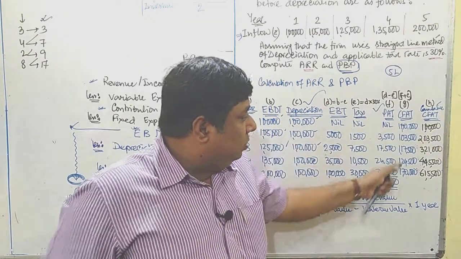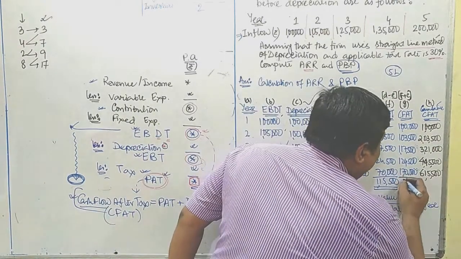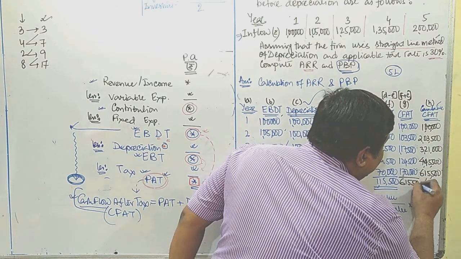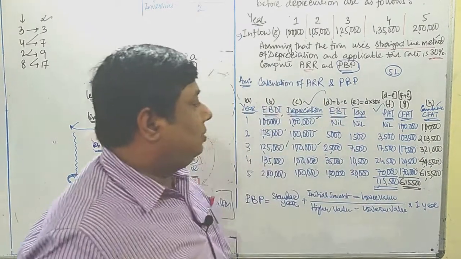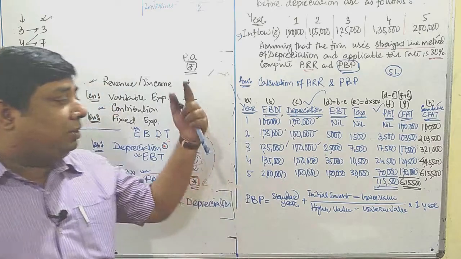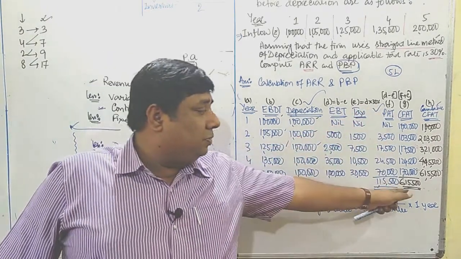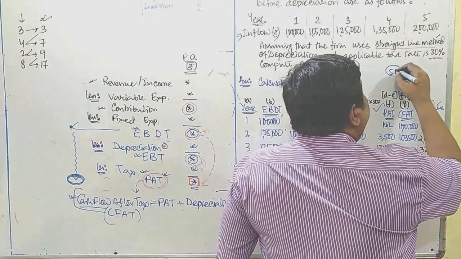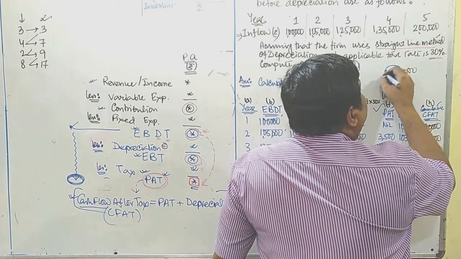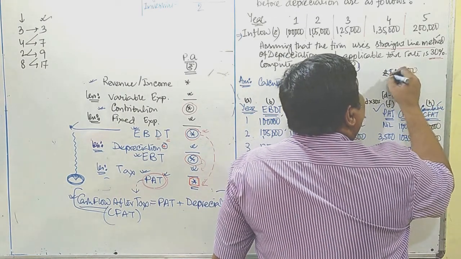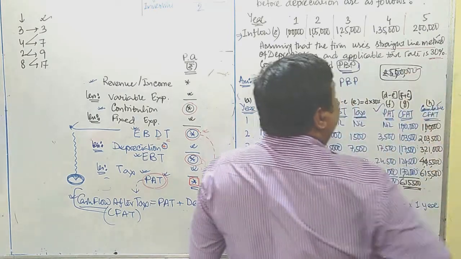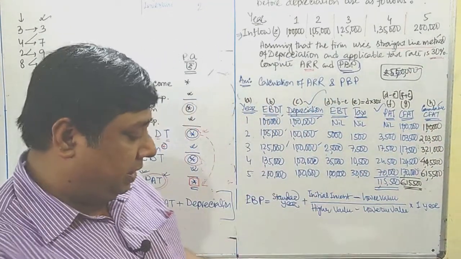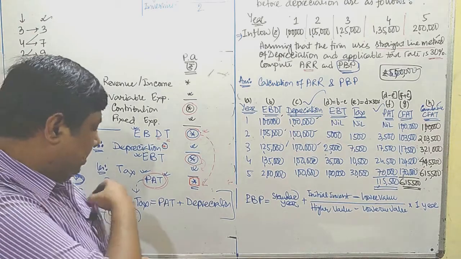If you make the total of CFAT column even, you are getting the same total 6 lakh 15,500. Now the question is, the project provides you a total cash flow return of 6 lakh 15,500, whereas your investing amount is how much? Your investing amount is rupees 5 lakhs. You invested 5 lakh rupees and your project will provide you a return of 6 lakh 15,500.